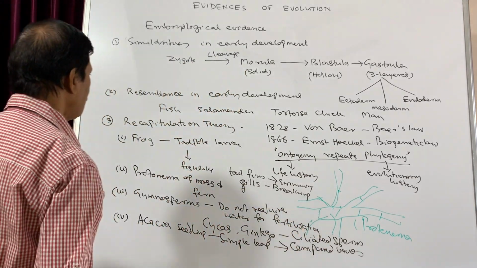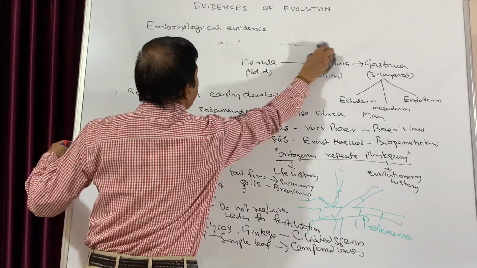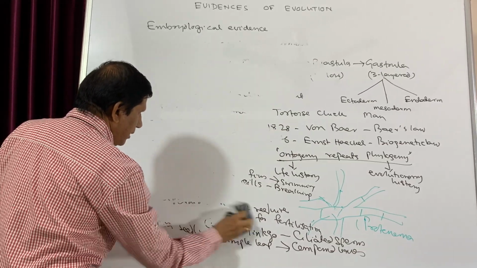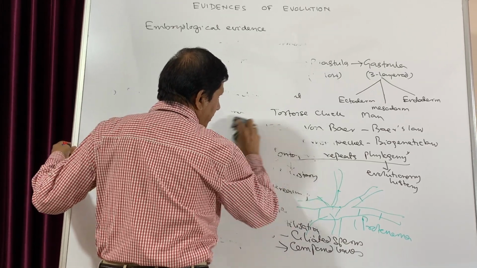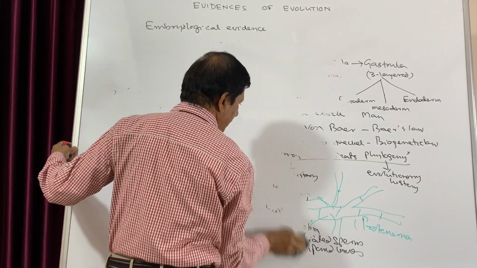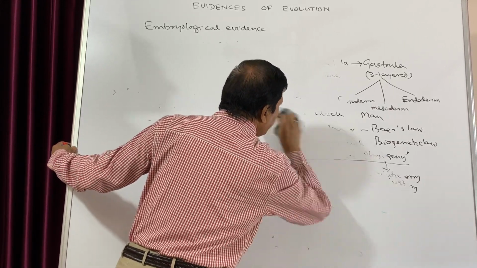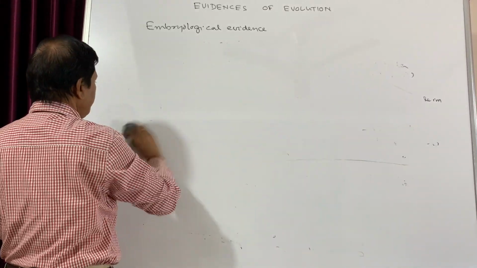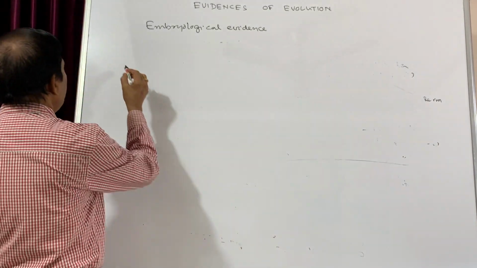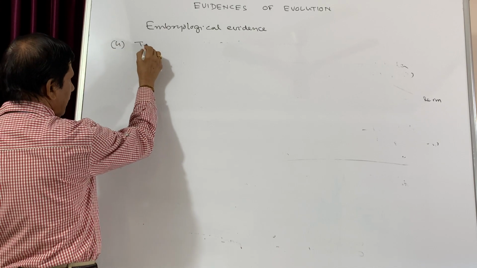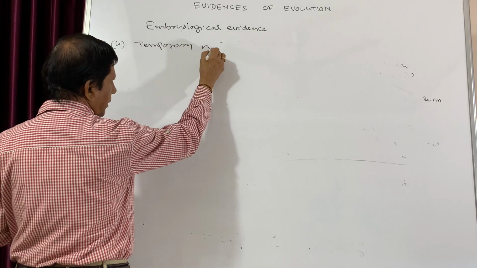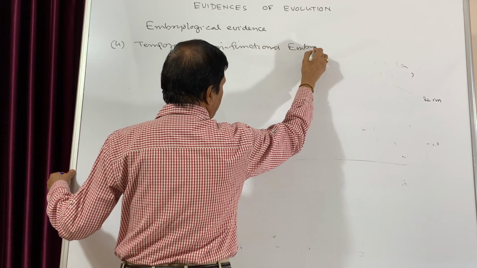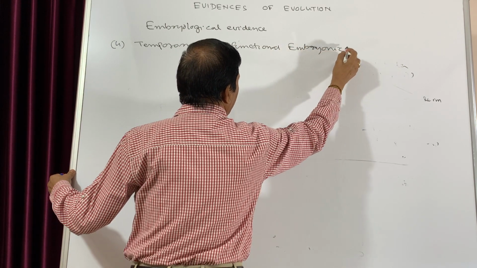Now let us discuss the fourth point. The fourth point is temporary non-functional embryonic structures.